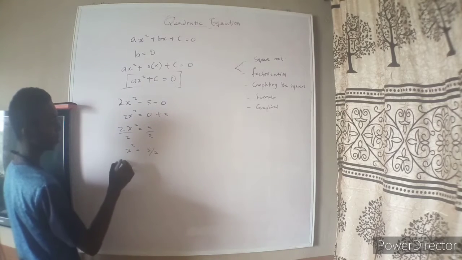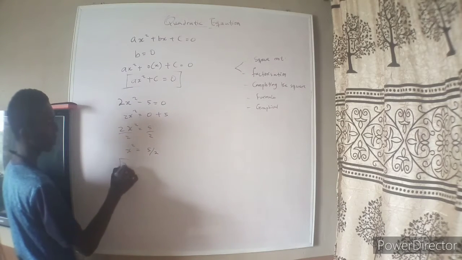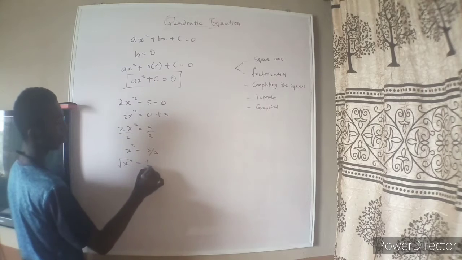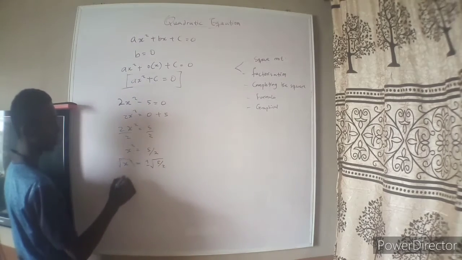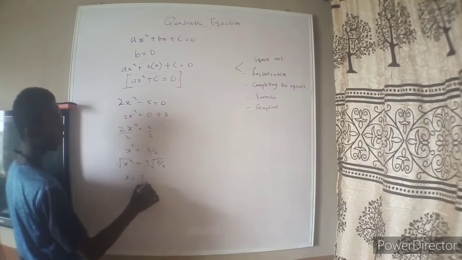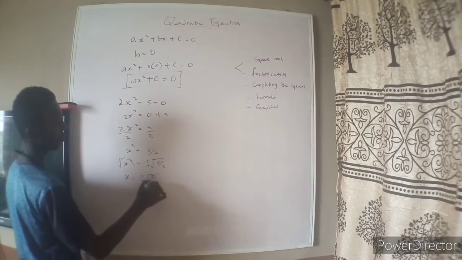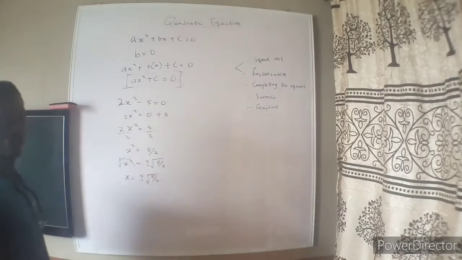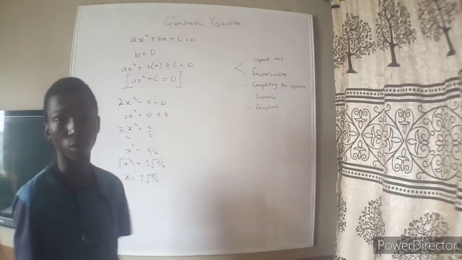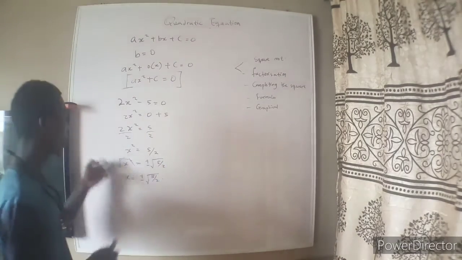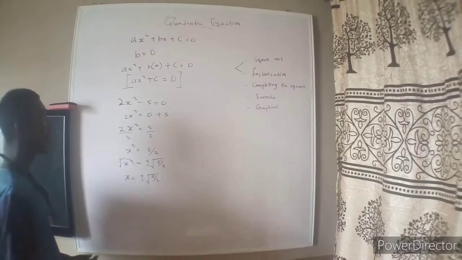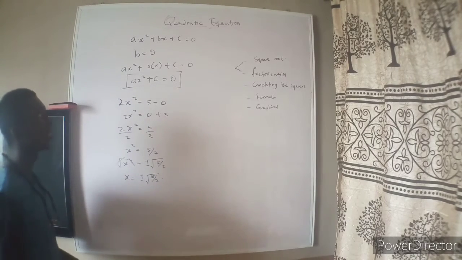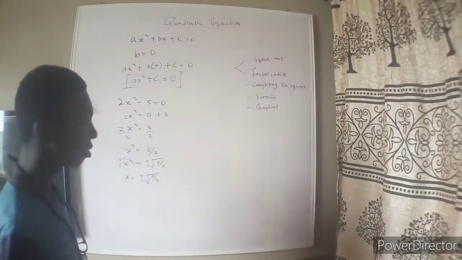The next thing is to take the square root of both sides. So I have x equals plus or minus the square root of 5 over 2. The square cancels the root, and that's all we do. So this is actually the square root rule. Remember, you end up by taking the square root of both sides of the quadratic equation. That's the square root rule.